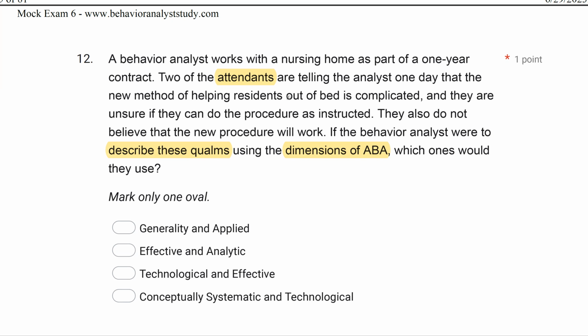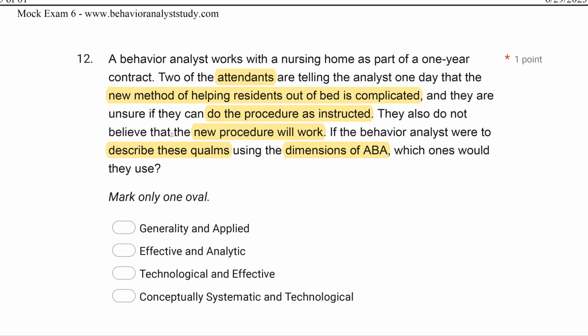The attendants tell the analyst that they have a new method of helping residents out of bed, but it's complicated, and they're unsure if they can do the procedure as instructed. Okay. And they also do not believe the new procedure will work. So the first thing is these attendants who were instructed and trained don't believe they can do the procedure. What does that sound like to you? Well, to me, that sounds like technological. Technological says rewrite and design interventions so that any competent individual can replicate them. These attendants don't feel like they can do that. So apparently it's going to lack technological as part of a dimension.